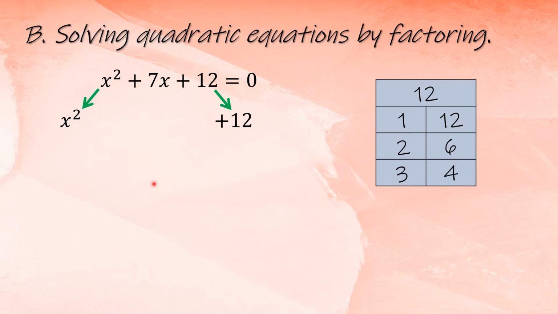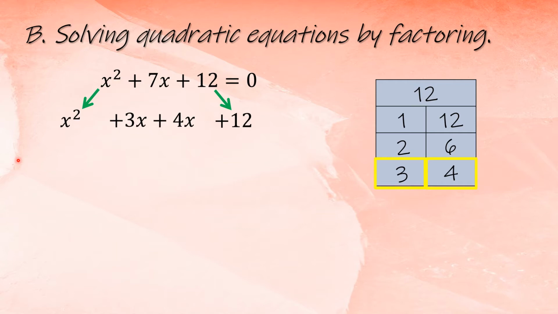Okay, kung mapapansin nyo, ang sign ng 7x dito is positive at ang sign ng constant ay positive. Therefore, ang isang pares dapat o ang dalawang numbers na ating mapipili must be both positive. Okay. Ano yung pares o ano yung dalawang numbers na kapag minultiply ay equal sa 12 at kapag pinag-plus ay equal naman sa 7x or sa 7? Okay, those numbers are 3 and 4. So, let us now write 3 and 4 here at the middle and then let us just add the variable x. So, positive 7x will now become positive 3x and positive 4x.